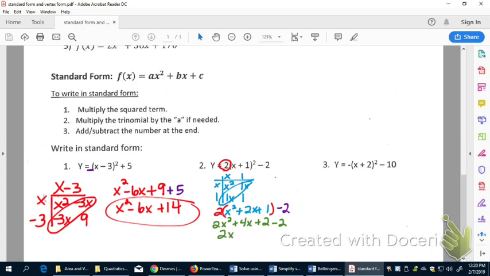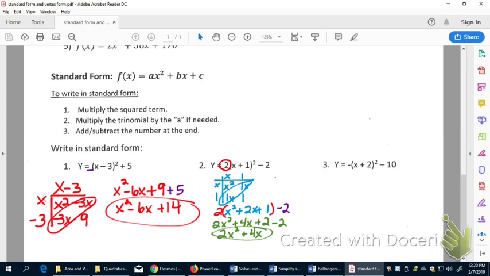So you get 2x² + 4x. Again, I could graph 2x² + 4x, and I could graph that other equation, and I could make sure I get the same equation if you wanted to check it. Questions about number 2?